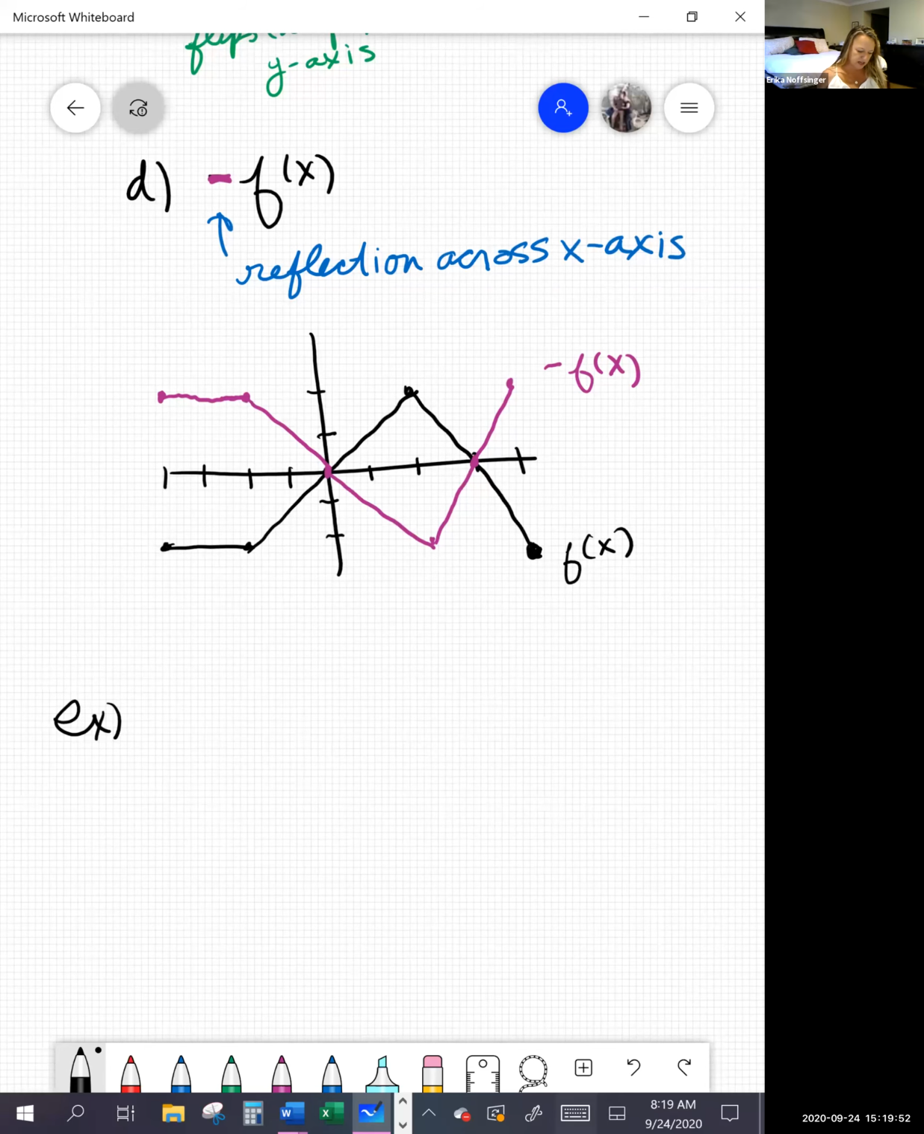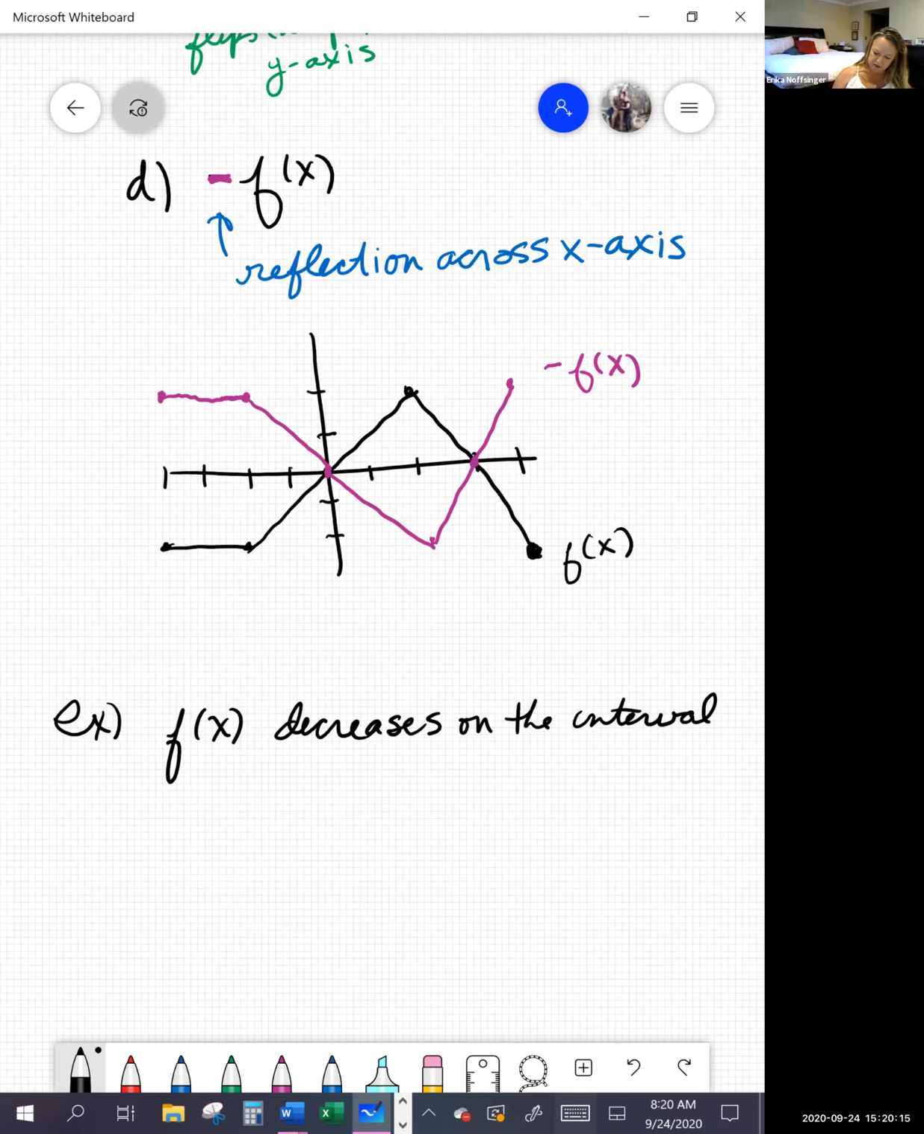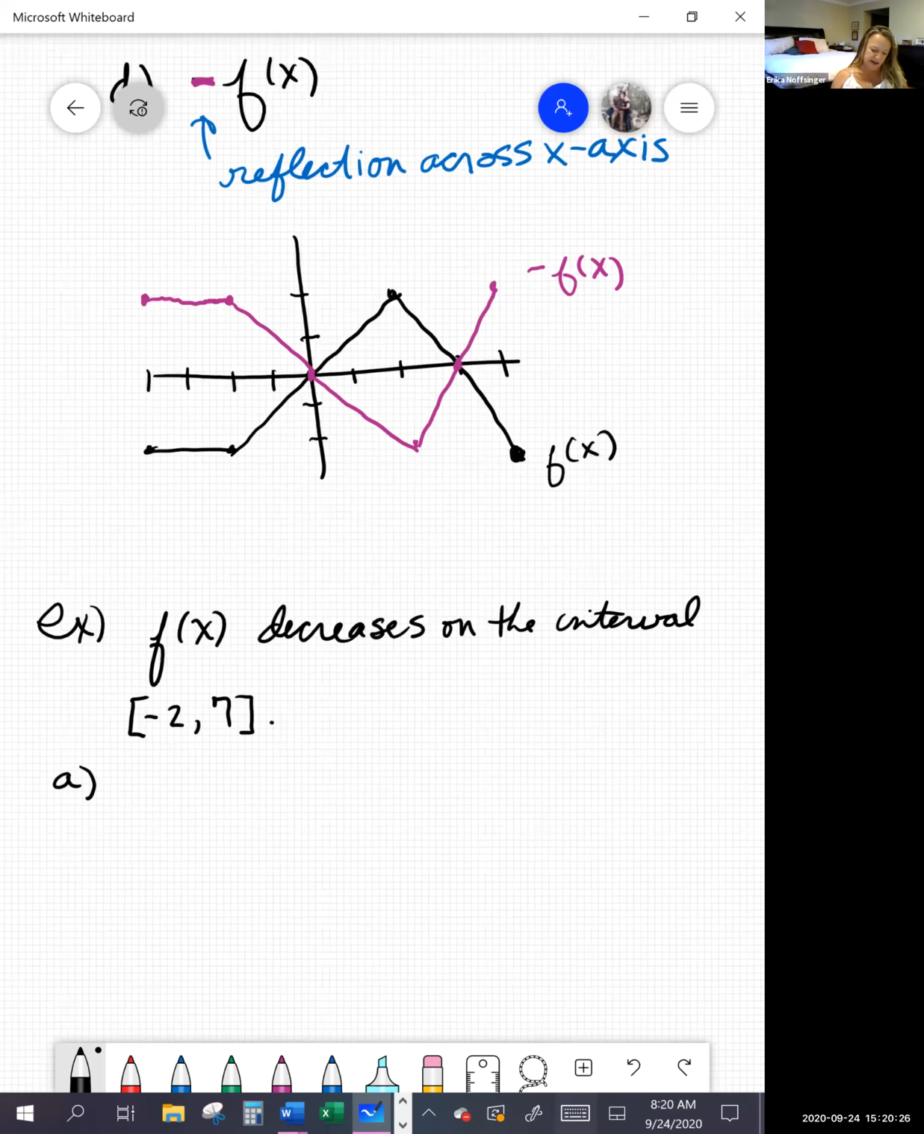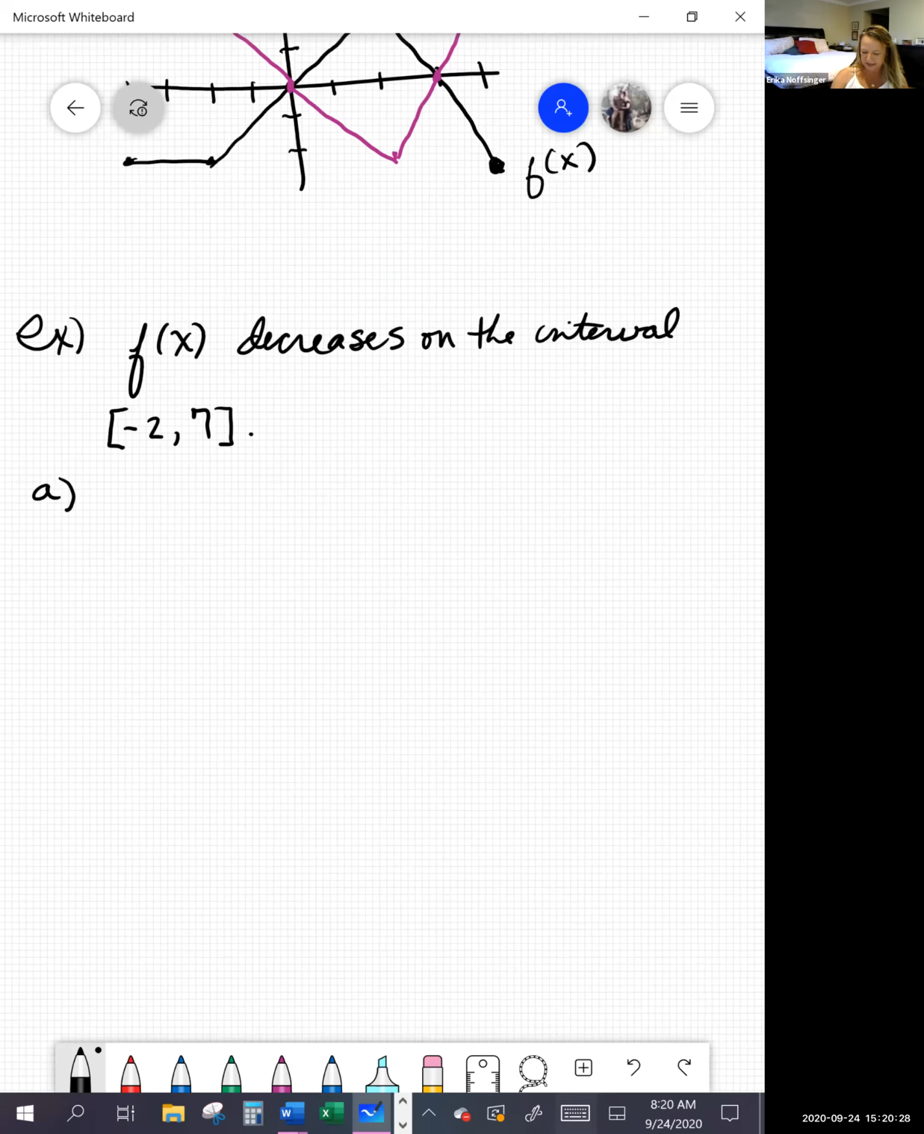Okay, these were kind of interesting too. Suppose a function f of x is decreasing on an interval between -2 and 7. So we're given that f of x decreases on the interval. So this is all the x values, including -2 to 7, including. So knowing that, we should be able to answer the following questions.